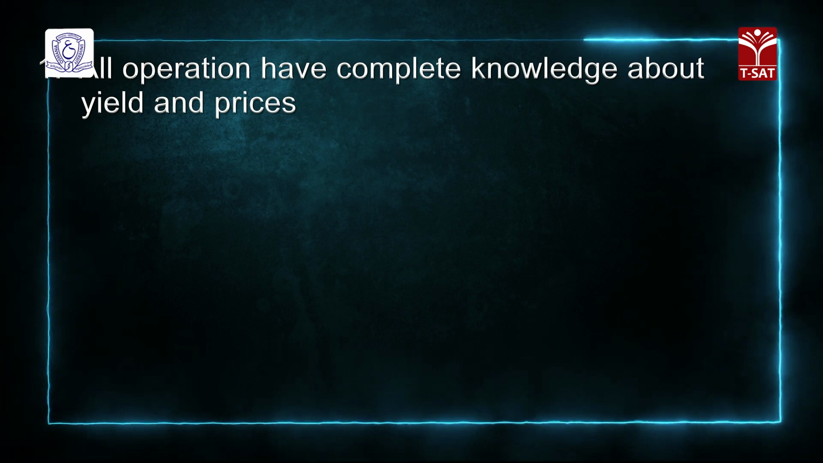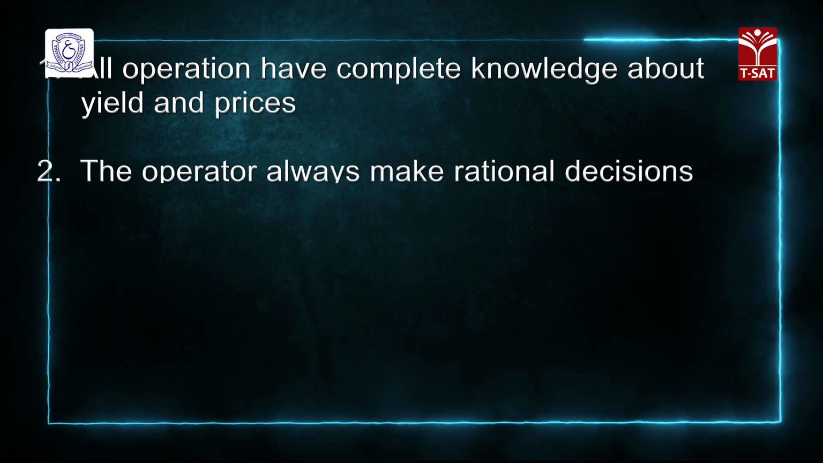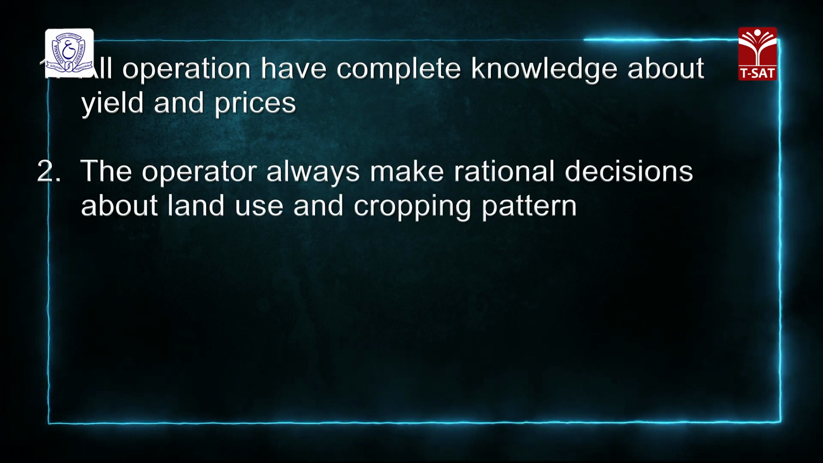This von Thunen model only provides a method or approach which may be applied generally without claiming universality. The model is limited by a few assumptions. For instance, first, all operators have complete knowledge about yield and prices. The second is that the operators always make rational decisions about land use and cropping pattern.